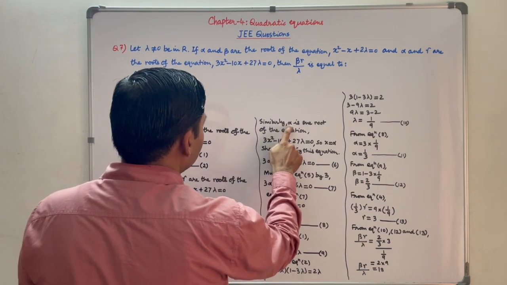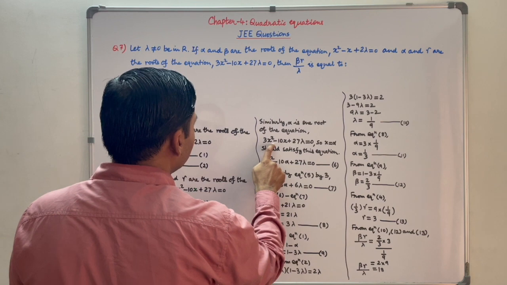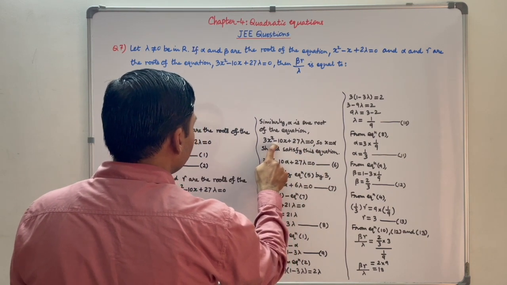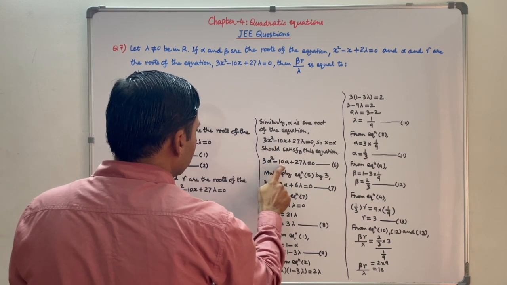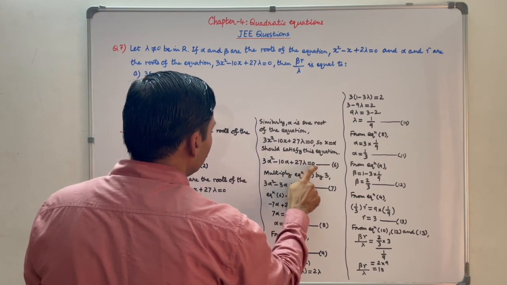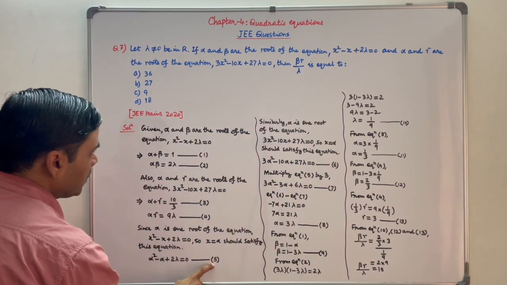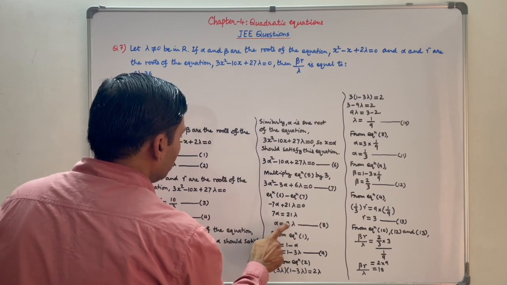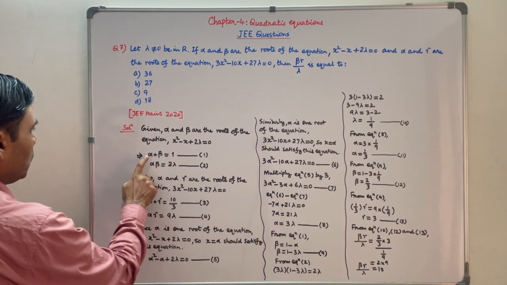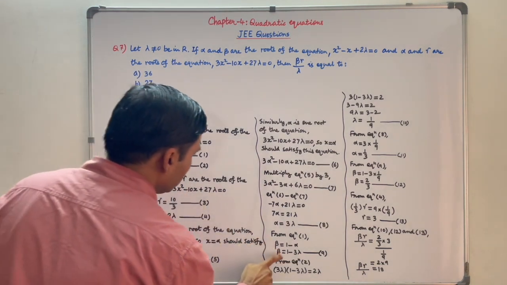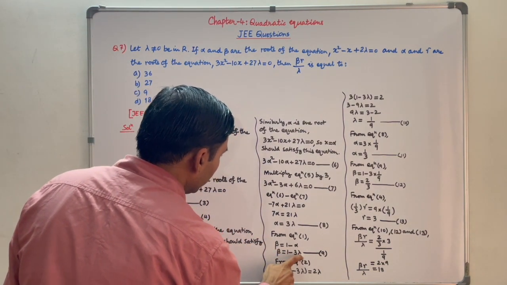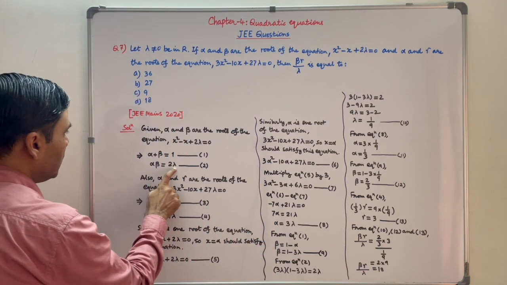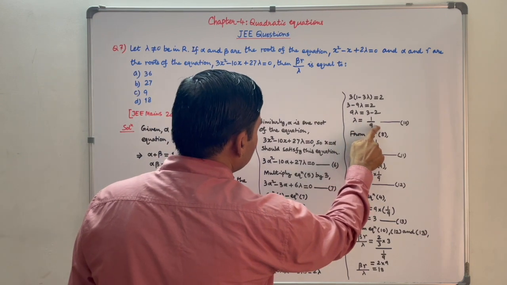Also, it is given that alpha is one root of this equation as well. So x is equal to alpha should satisfy this equation as well. So 3 alpha square minus 10 alpha plus 27 lambda is equal to 0. We can solve equation number 5 and 6 to get alpha is equal to 3 lambda. Put the value of alpha in equation number 1 to get the value of beta is equal to 1 minus 3 lambda. Put the values of alpha and beta in equation number 2 to get the value of lambda is equal to 1 by 9.